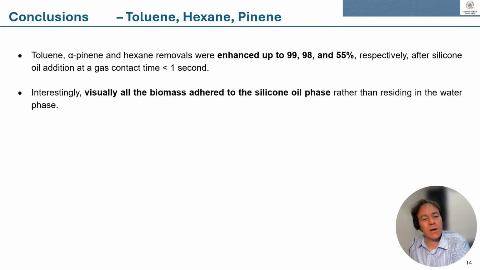So toluene, alpha-pinene, and hexane removals were enhanced after silicone oil addition at a contact time of less than 1 second. So really nice results. And biomass here was adhered to the silicone oil phase rather than residing in the water phase.